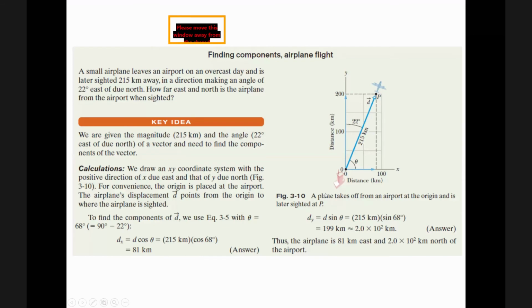So let's take this first example. We took examples before, but they were like checkpoints.